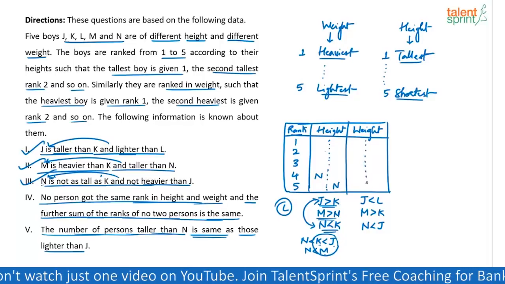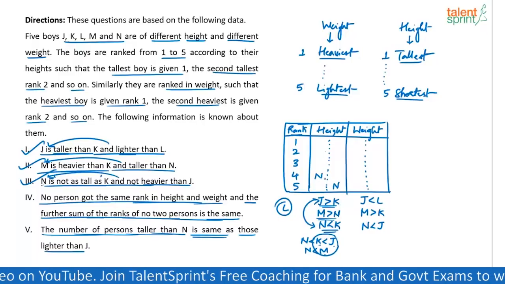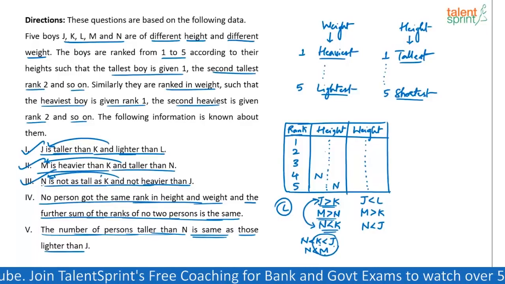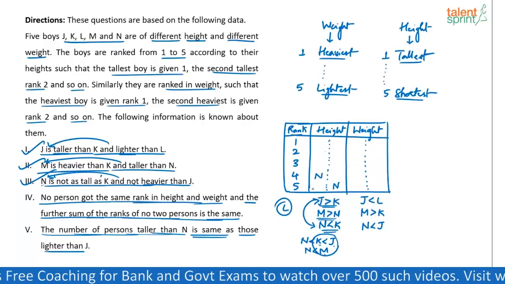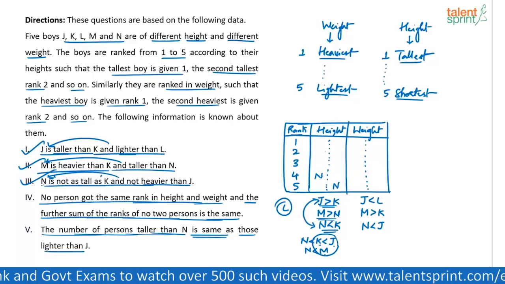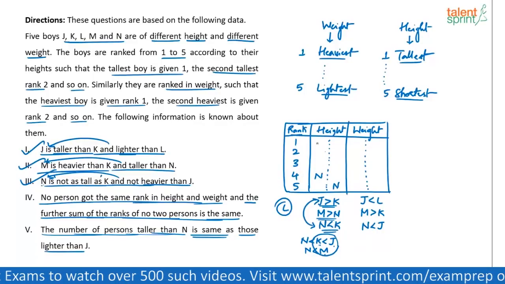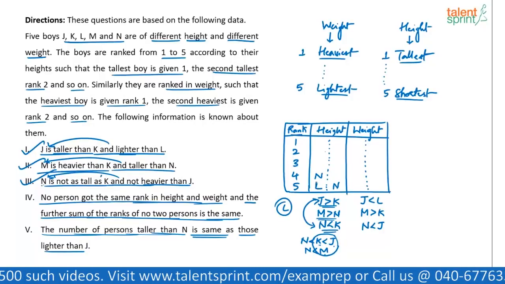Similarly, within weights also, I think we should take 2 possibilities. N's rank will either be 4 or 5. Now, if N's rank is 4, what does that mean? KJM will be 1, 2, 3 in some order. L will come in the last position. That is also for sure. If N is in 4th position, KJM will be above N clearly in some order. We don't know what that order is. And L will be the last person.